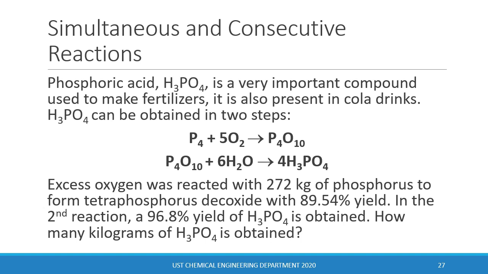Phosphoric acid is a very important compound used to make fertilizers. It is also present in cola drinks. Phosphoric acid can be obtained in two steps, as shown in the two reactions. Excess oxygen was reacted with 272 kilograms of phosphorus to form tetraphosphorus decoxide with 89.54% yield. In the second reaction, a 96.8% yield of phosphoric acid is obtained. How many kilograms of phosphoric acid is obtained?